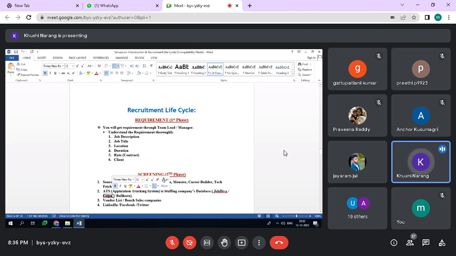But every staffing company is using an ATS, which is an Application Tracking System. First, it helps you to get the resumes of the candidates. They have a database, right? Second, it will help them to track your day-to-day activity.